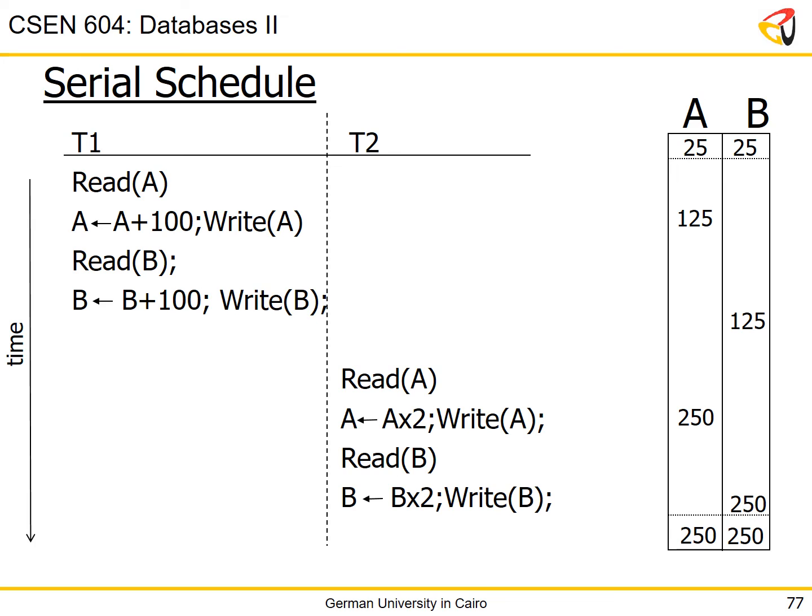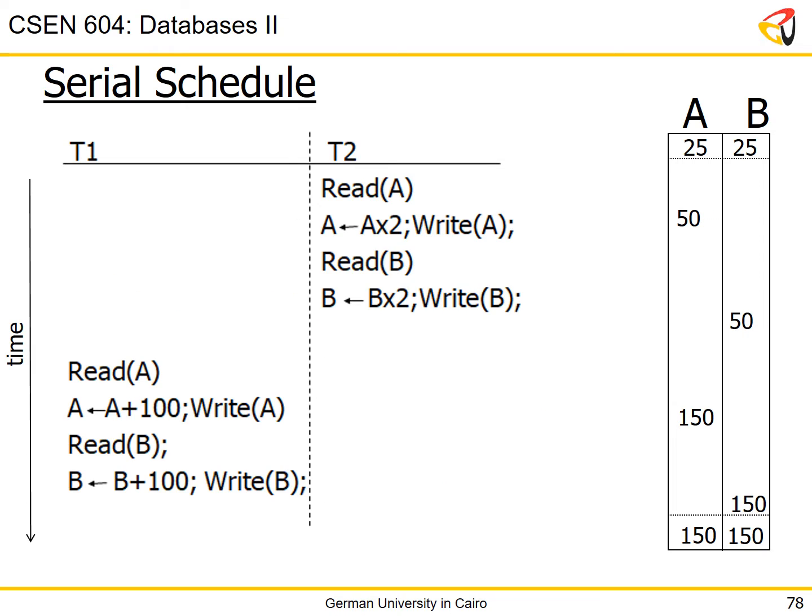Now what you see here is a serial schedule, our gold standard. If we start with 25 and 25 and we are adding 100 to A and 100 to B and then multiplying by 2, then the 25 becomes 125, we multiply that by 2, so it's 250. So the output of running T1 followed by T2 is 250 and 250. This is also another gold standard, which is T2 followed by T1. Now if we do that, we multiply by 2 first, so the 25 becomes 50, and then we add the 100 from T1, so that's 150, 150.